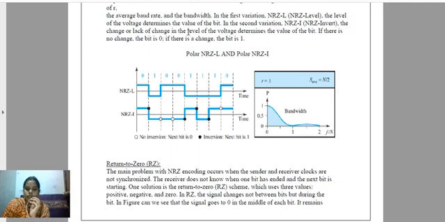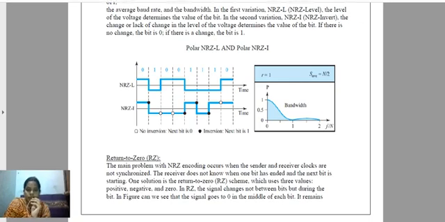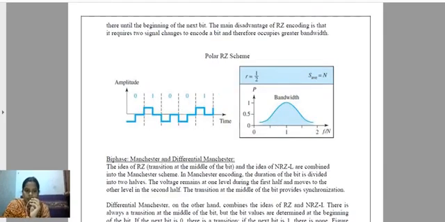Receiver doesn't know when the bit will be started, when the bit will be ended. Okay, so we have the solution, that is return to 0. It has 3 voltages, positive, negative and 0. Positive, negative and 0. Okay, and the signal changes in between the bits. Bit के दौरान ही वो change होगा.